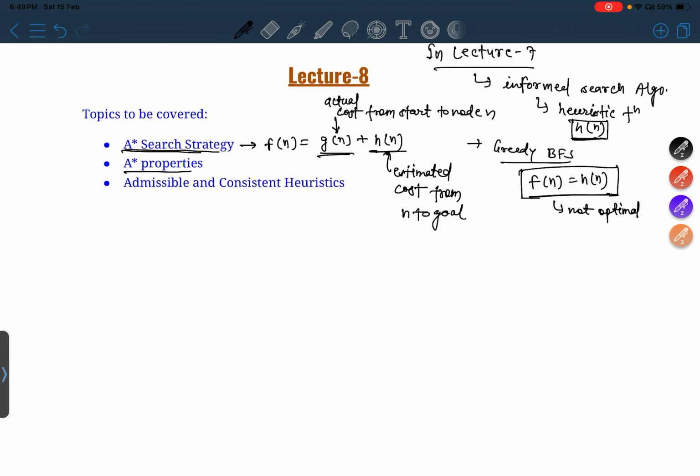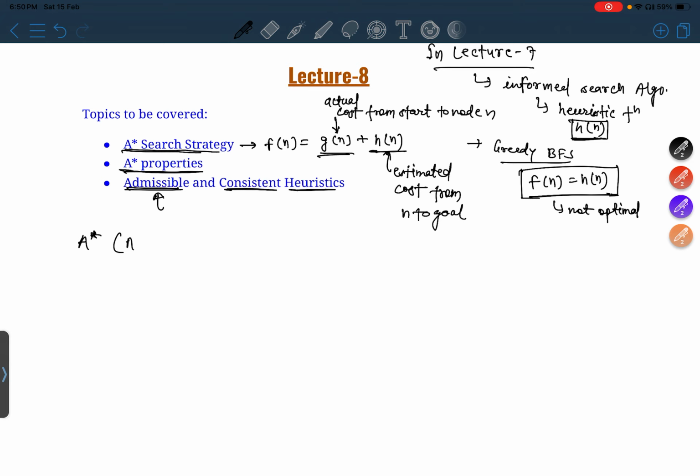We'll also talk about the properties of A star, like whether it's complete, whether it's optimal or not, what its time complexity is, what its space complexity is, and we'll also talk about admissible and consistent heuristics. In the last lecture, I briefly discussed admissible heuristics, but we'll dive into more detail. Why do we need the heuristics to be consistent and admissible, and how does a heuristic being admissible and consistent benefit our search algorithms? Okay, so let's first start with the A star search strategy.